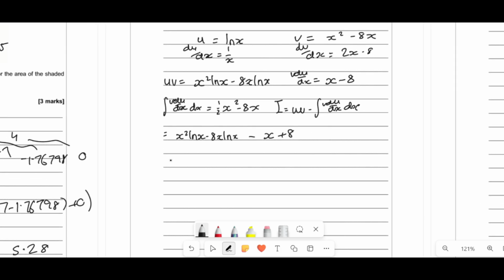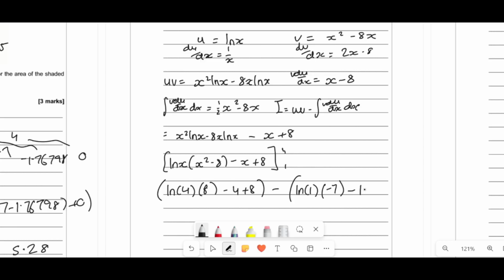So if I just tidy this up a bit, I'll get ln x times (x squared minus 8x) minus x squared over 2 plus 8x. Cool, and they want us to do it from 1 to 4. So if I put the numbers in, we're going to get ln 4 times (4 squared minus 8 times 4), minus 4 squared over 2 plus 8 times 4. That's going to be minus everything in this bracket. So it's going to be ln 1, and then 1 squared minus 8, minus 1 squared over 2 plus 8.